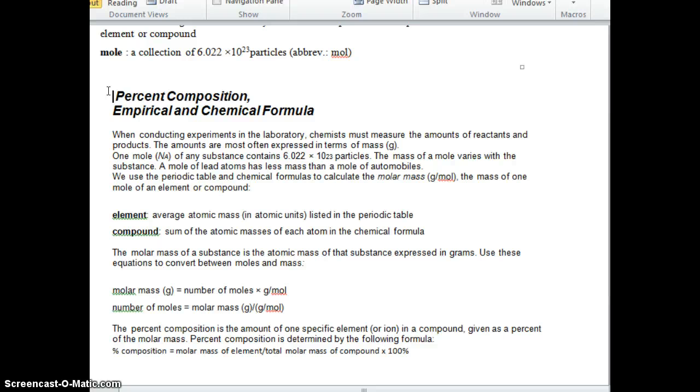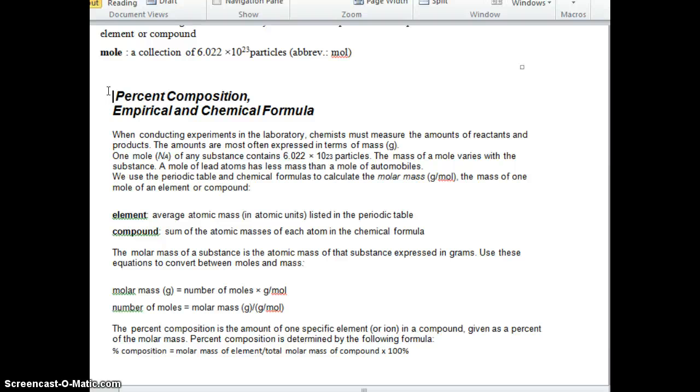When conducting experiments in the laboratory, chemists must measure the amount of reactants and products. The amounts are most often expressed in terms of mass, in grams. 1 mole, or N sub A, of any substance contains 6.022 times 10 to the 23rd particles. The mass of a mole varies with the substance.